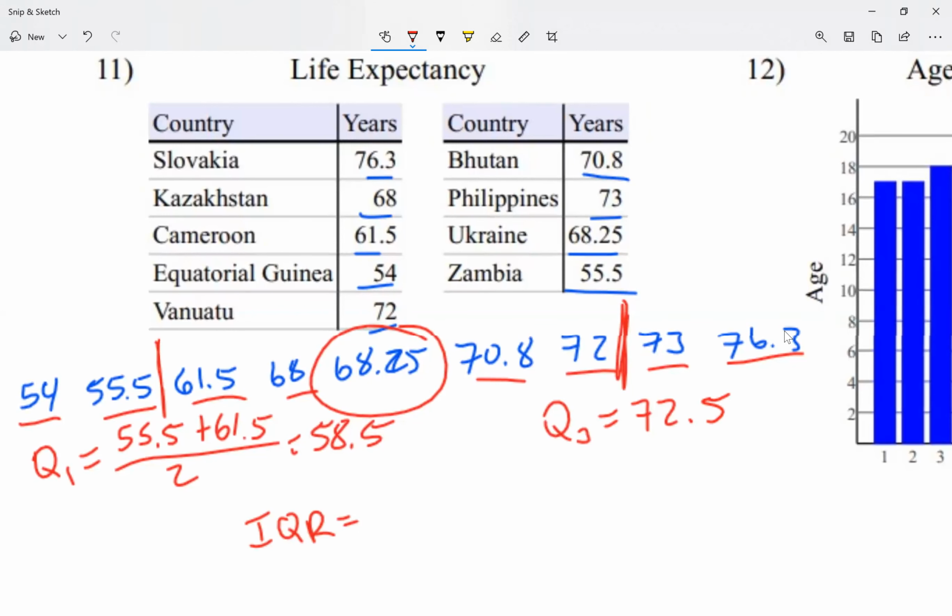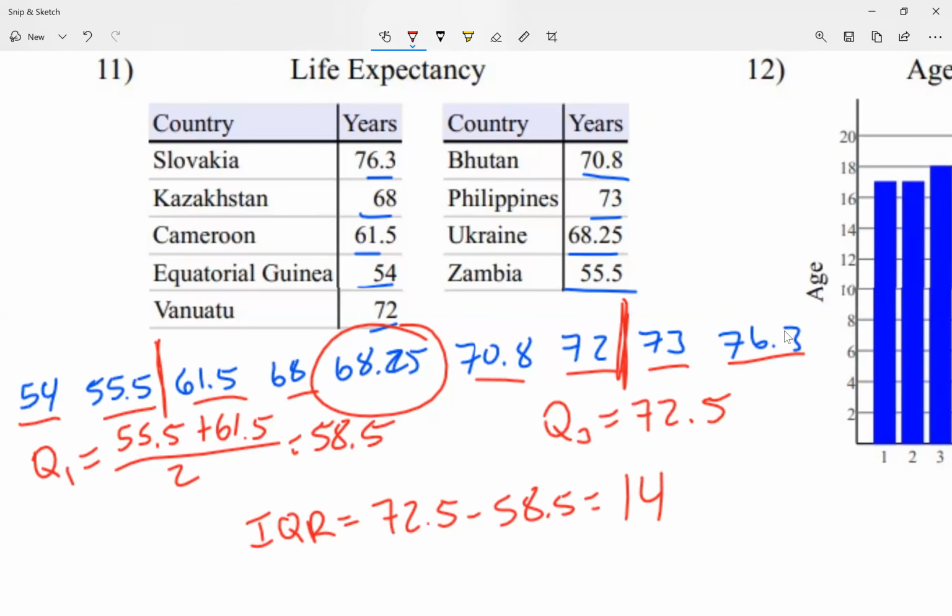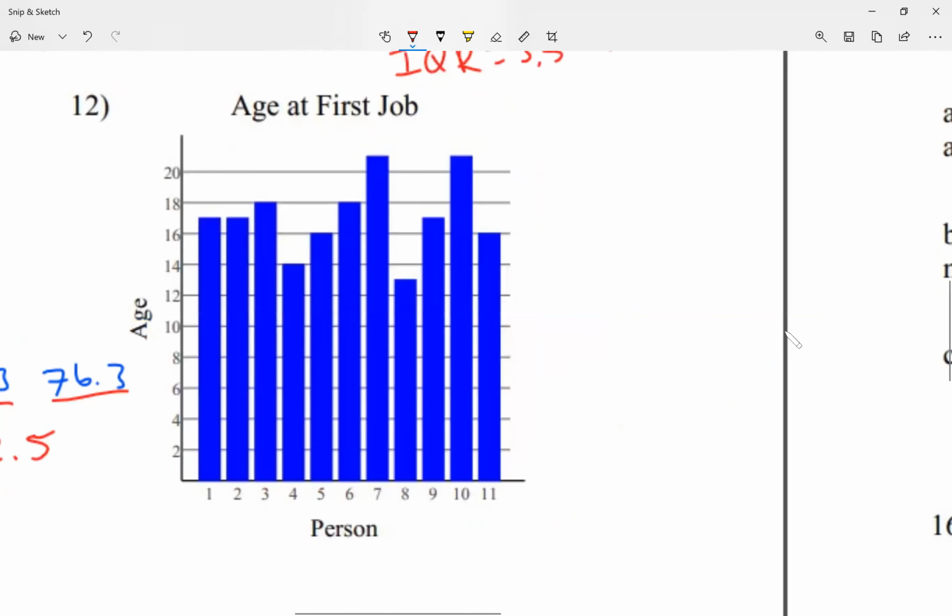Now for my interquartile range, we're going to abbreviate that as IQR, interquartile range. I have to go 72.5 minus 58.5. The upper quartile minus the lower quartile. In this case, it happens to be 14. Not bad. Let's take a look at number 12.